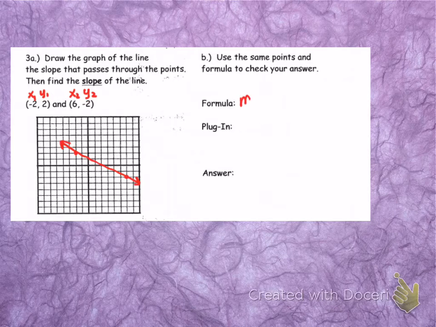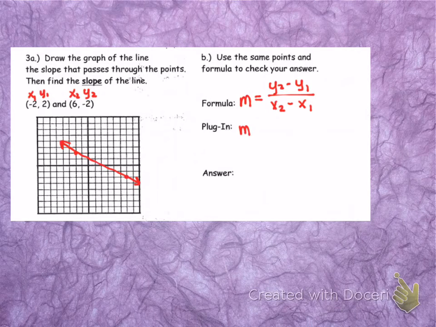So it is m, which stands for slope, is equal to y sub 2 minus y sub 1 over x sub 2 minus x sub 1. And again, that is a formula for slope that you do want to memorize. It's fairly important, both in algebra, algebra 2, etc., and extremely important when we're doing linear equations. And then we can do our plug-in.